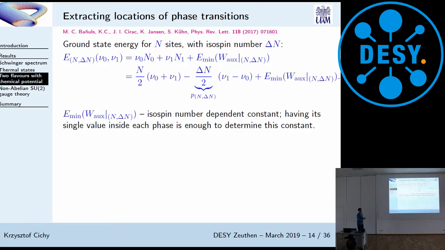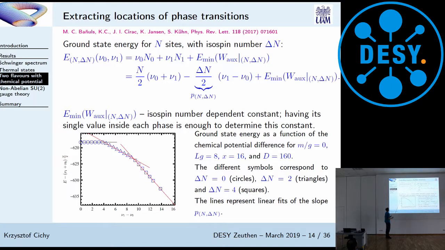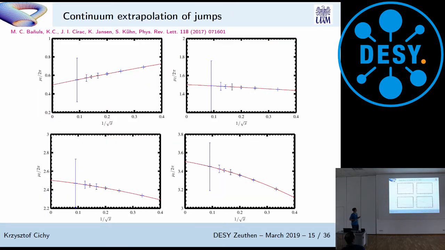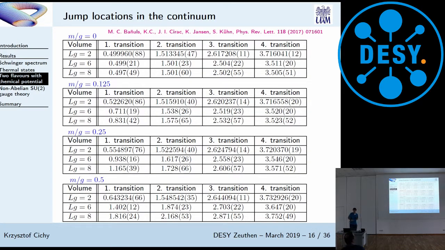So this is how we can find the positions of these first-order phase transitions. We can write the energy like this, and we have a term proportional to the total chemical potential and to this isospin chemical potential. When we subtract this first term from the energy, you see the slope of the data gives us this delta n, this observable of interest. And from intersections of these red lines, we can extract the positions of the phase transitions. Okay, so here are the continuum extrapolations for a few cases. And finally, it leads to some numbers.